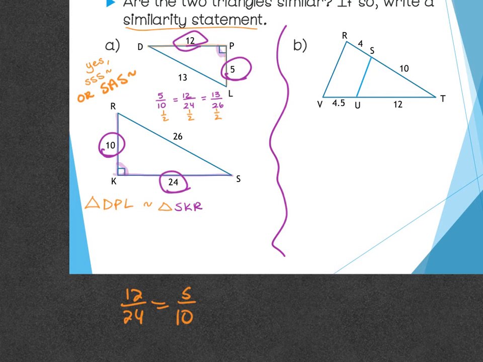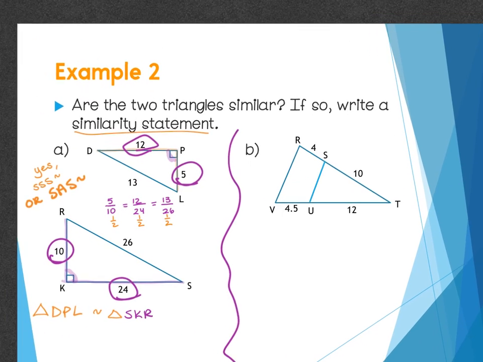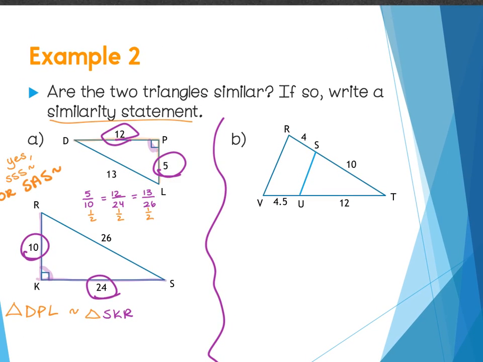All right, now look at B. Do I have all three side lengths for both triangles? No. So I can rule out side, side, side. So think about all the ways you could do it: side, side, side, side, angle, side, or angle, angle. Okay? I don't have all three side lengths, so I can rule that one out right away. Do I have two sides and an included angle?